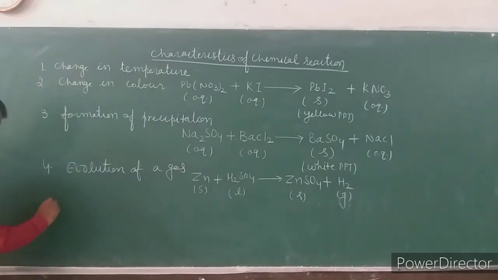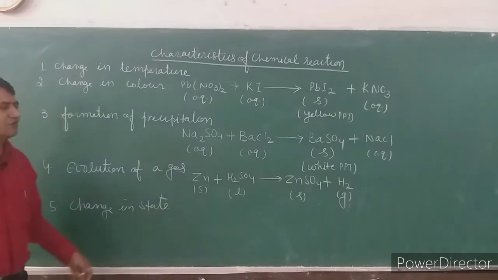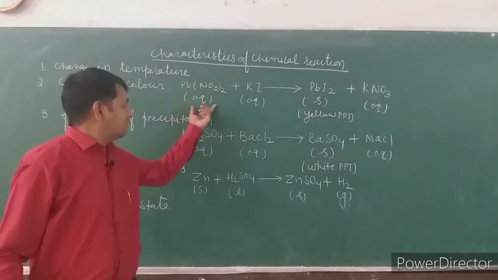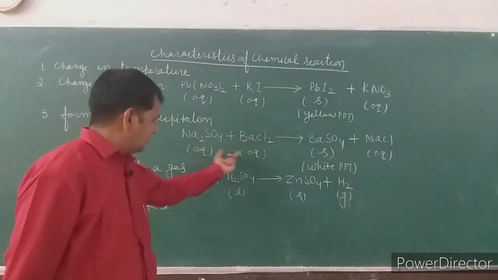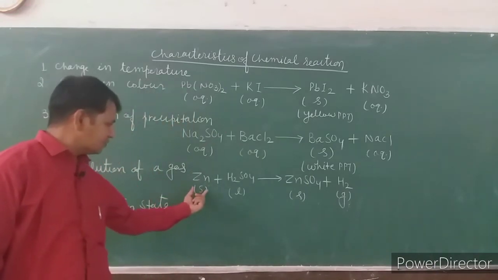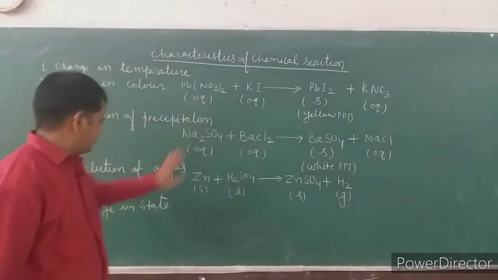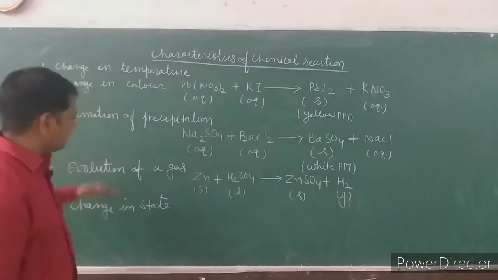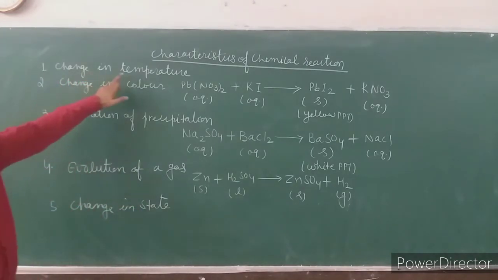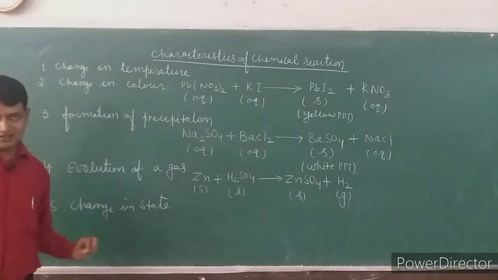Now, fifth, change in state. Change in state you can observe everywhere. We have taken aqueous, meaning liquid state, and it converts into solid. Here we have used solid and liquid and the product forms in the form of gases. So change in state is also a characteristic of a chemical reaction. So these are the 5 characteristics of chemical reaction: change in temperature, change in color, formation of precipitation, evolution of a gas, and change in state.